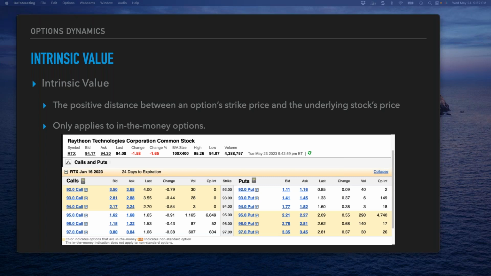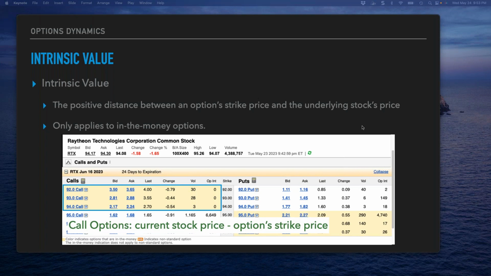Let's talk about how calculating intrinsic value really works. Remember that your broker will generally show in the money options by shading those strike prices and their information. So you already know those are the contracts that will have a positive number following this calculation. The higher the number, the deeper in the money the option will be. For call options, subtract the option strike price from the stock's current trading price. For the option chain I'm showing you here, the $92, $93, and $94 call option strike prices all would result in a positive number.